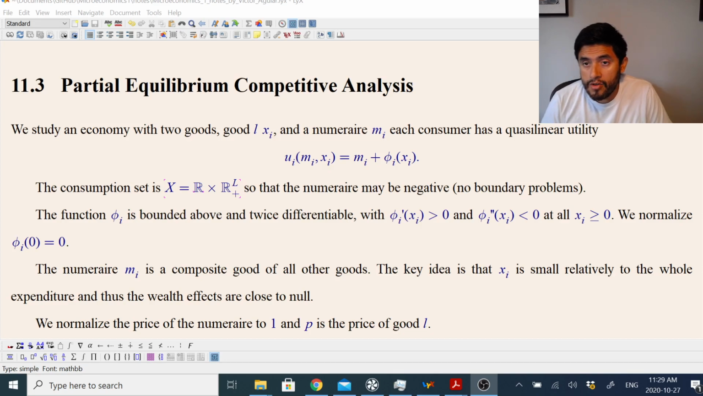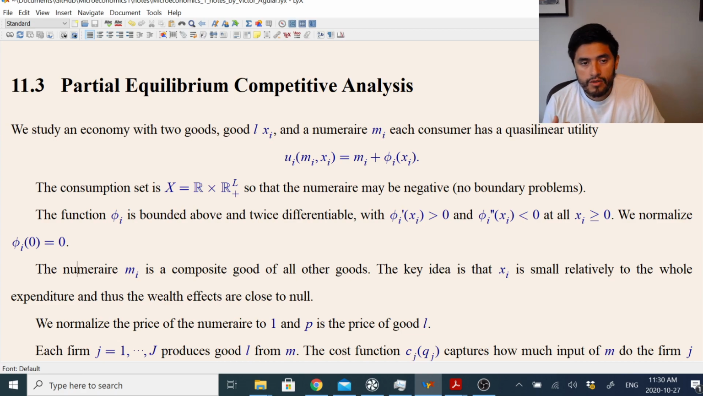Also, we're going to make a normalization: if you consume 0, then your utility is 0. This normalization is important in terms of units, but you can also set it to a different number. Here we're going to use it to make sense of the solution to this implied system of equations in the competitive equilibrium associated with this quasi-linear utility. So the numeraire M is a composite good of all other goods. You can imagine that M will capture all the outside options of not purchasing the particular interior good.